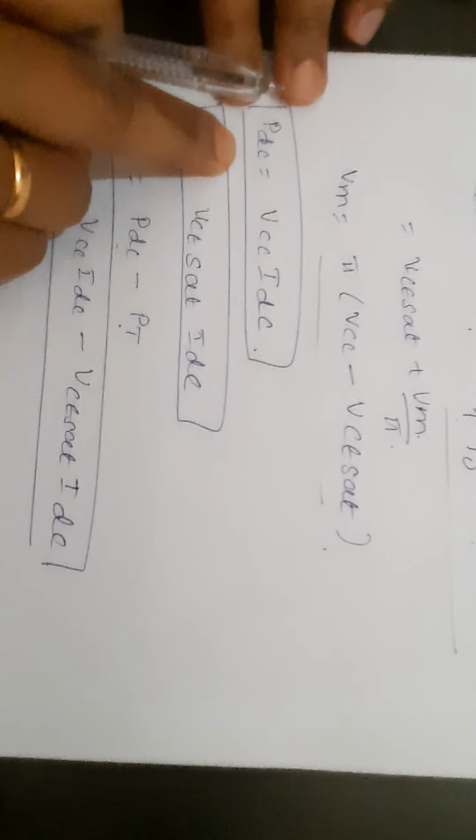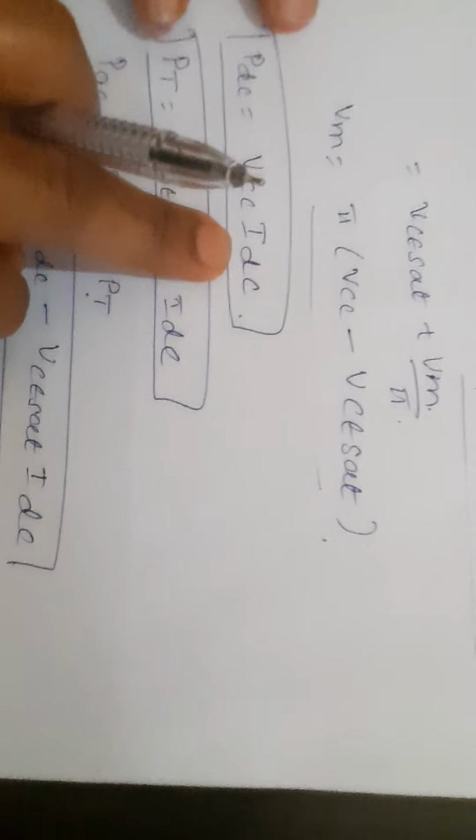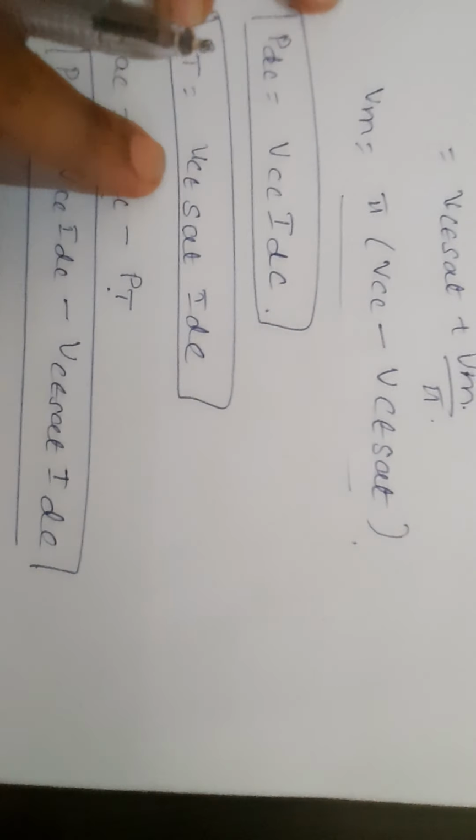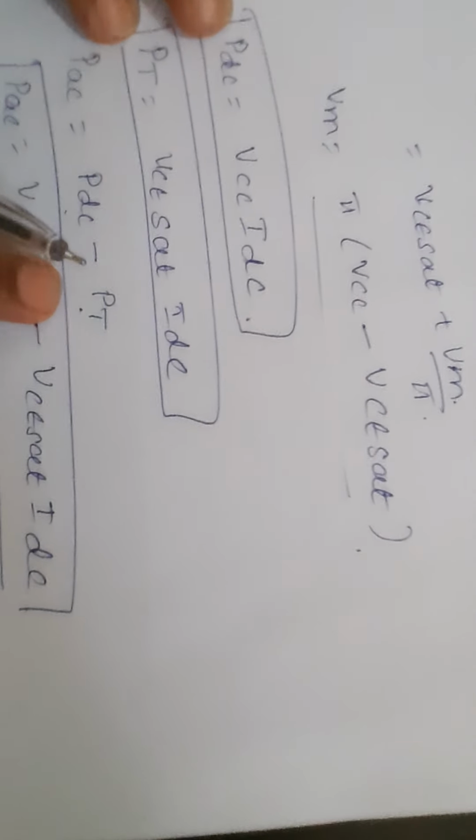Now we'll calculate the DC power, AC power and power dissipated. DC power is VCC into IDC. Power dissipated is VCE saturation into IDC. AC power is PDC minus PT. This is AC power, and the efficiency is calculated by AC power by DC power.